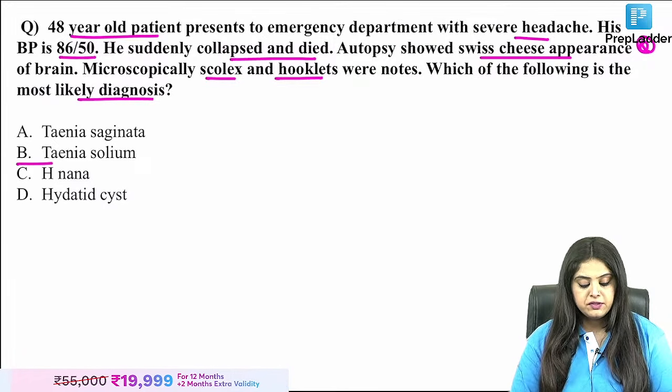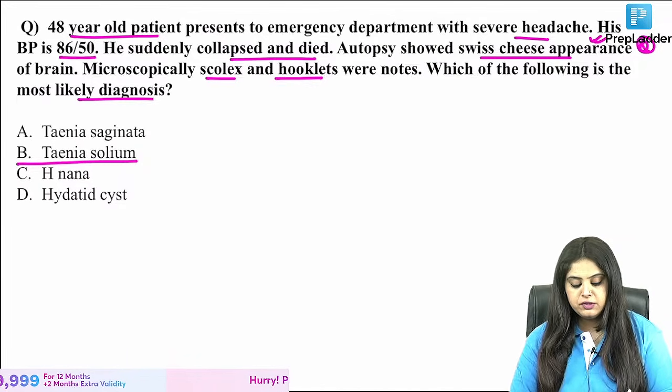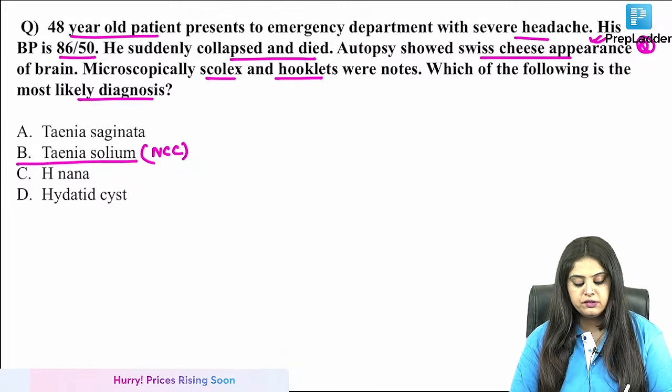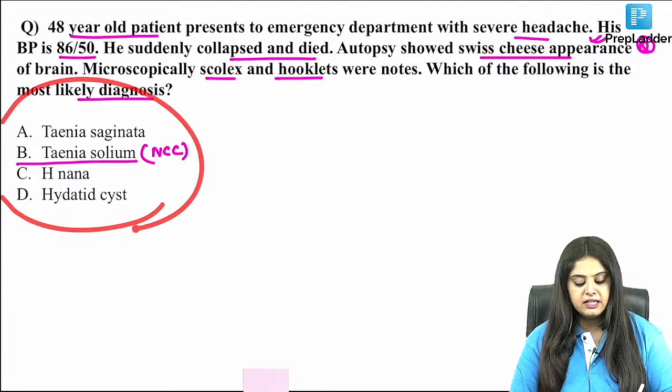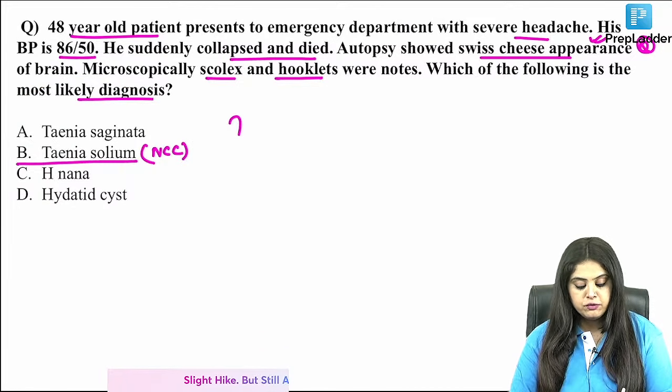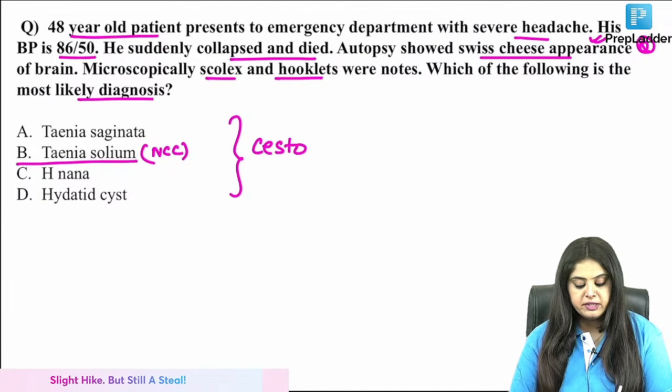Okay, most of you have started saying Taenia solium because with this Swiss cheese appearance, you have started to believe neurocysticercosis. Now just tell me, everything that is mentioned over here belongs to which family of helminths? It is going to be the cestodes.